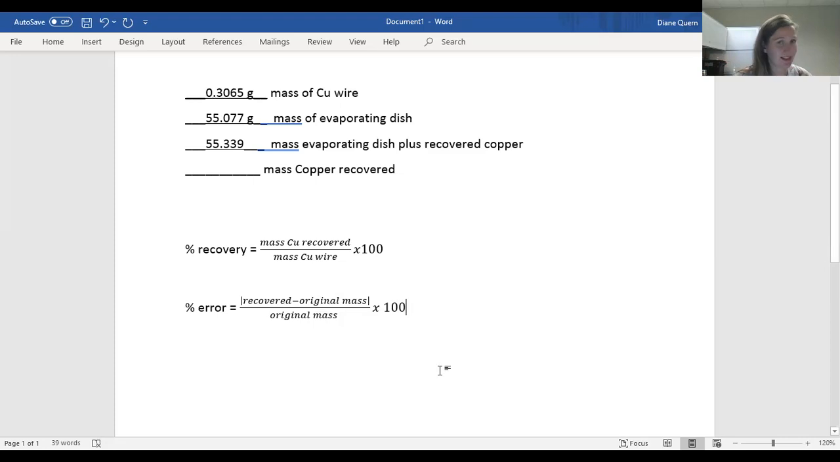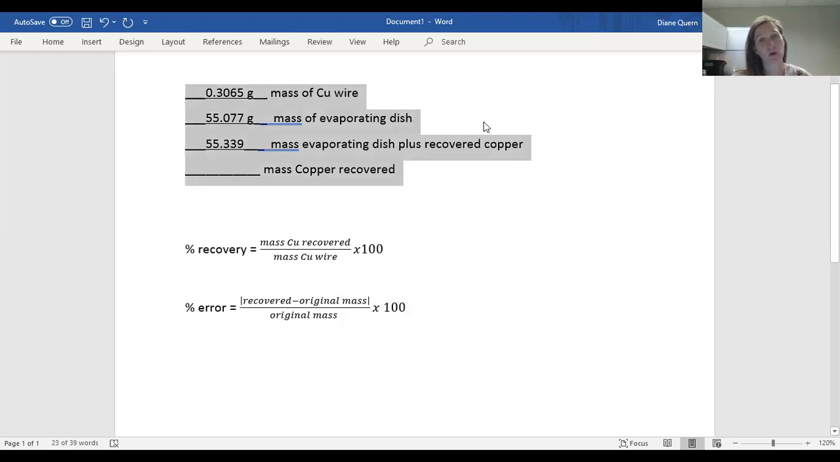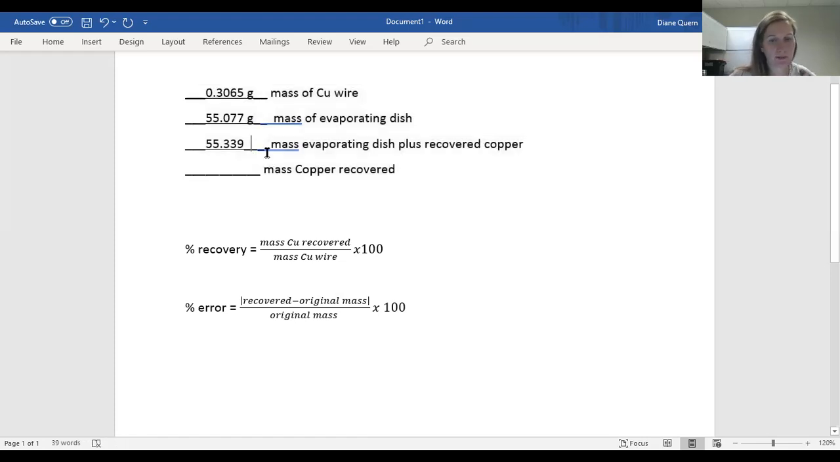Once you get to page 67, that's where this top part is going to be helpful on the screen that you see now, because this is the data collected in the experiments that we're looking at in a moment. So go ahead and fill in the mass of the copper wire at the start, 0.3065 grams. The mass of the evaporating dish, 55.077 grams, and then the mass of the evaporating dish plus the recovered copper at 55.339. And I see I forgot to put g for grams in here. Always want to put your units.